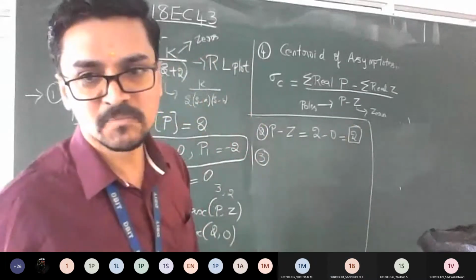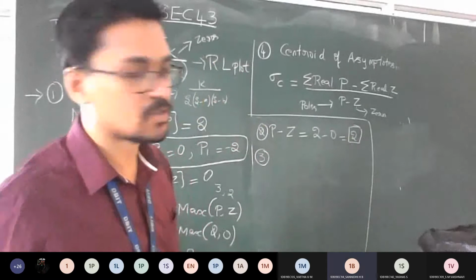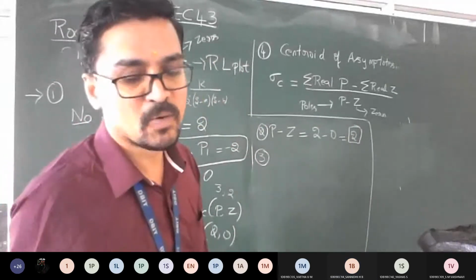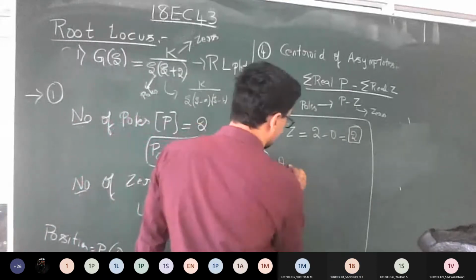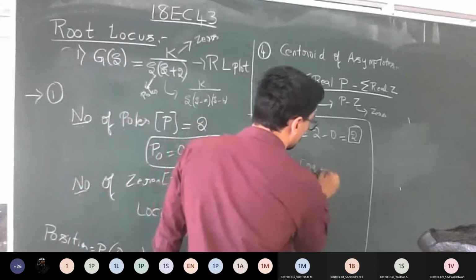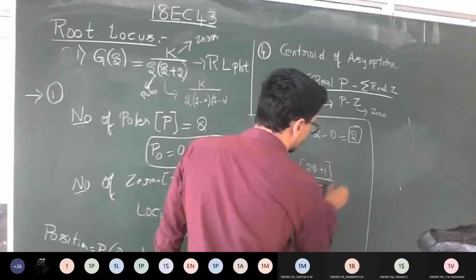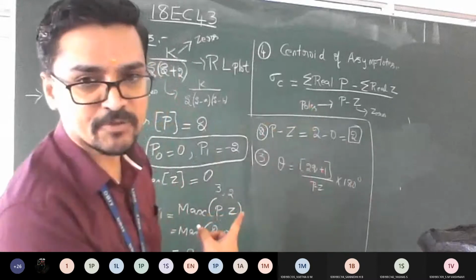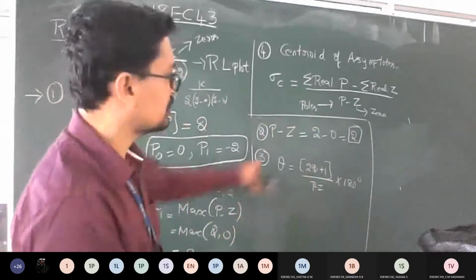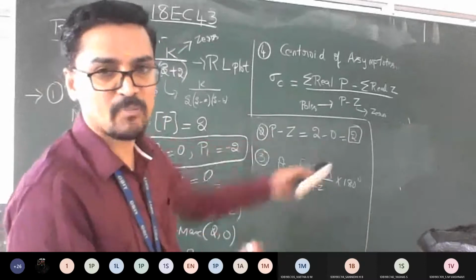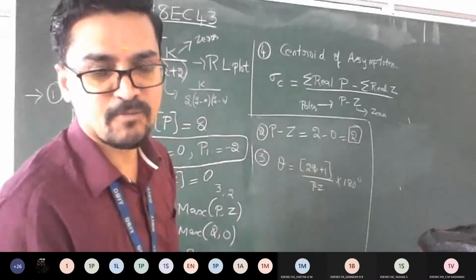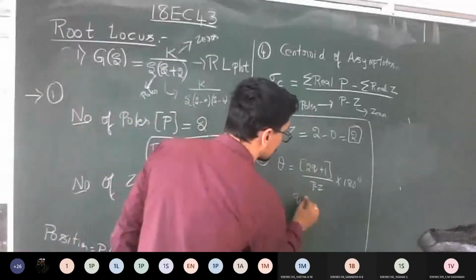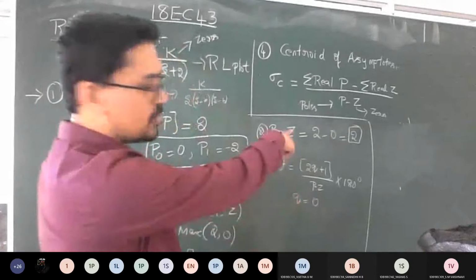Shall I move on to step number 3 now? Yes, sir. Good. So what is step number 3, guys? You need to find the angle of asymptotes. So what is the formula to find the angle of asymptotes? Theta is equal to (2q plus 1) divided by the number of asymptotes, into 180 degrees. I told you just now the values of q and how many angles you are supposed to find. We found P minus Z, number of asymptotes is 2, which means obviously you should find 2 angles. So for that q will vary from 0 once and 1 once. So substitute q is equal to 0 in this, and P minus Z, you already know the answer is 2.